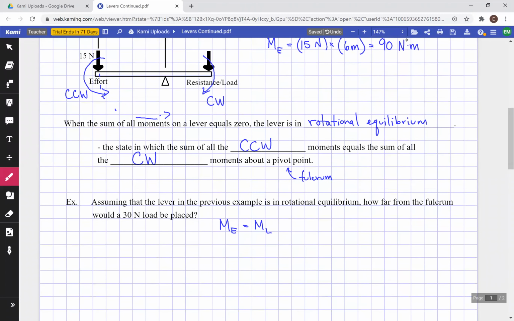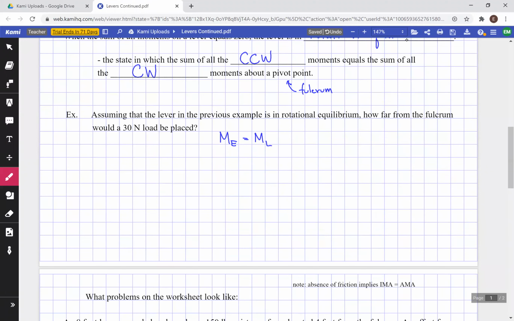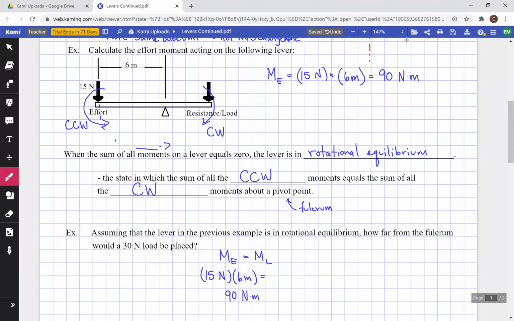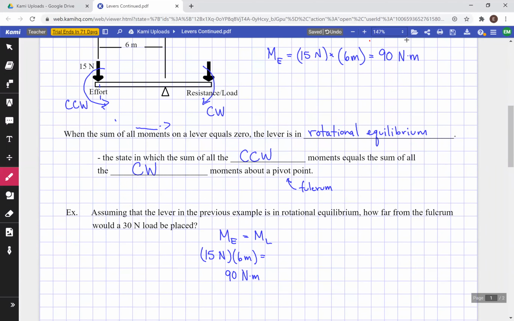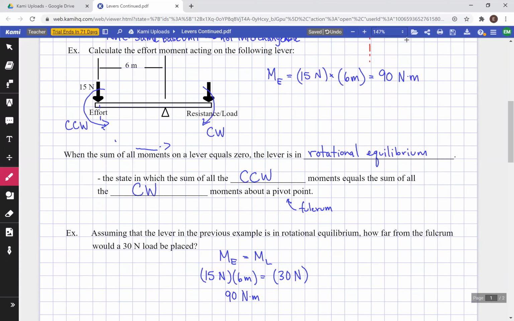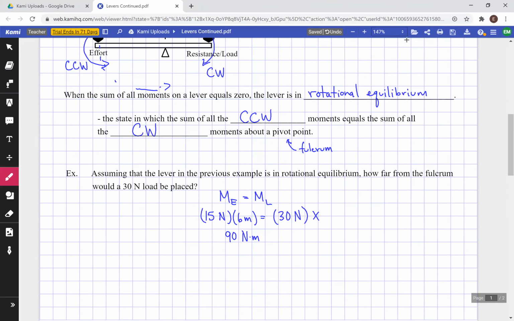Okay, so let's see, how do we calculate the moment caused by the effort force? Well, we already did that. We know that that was 15 newtons at a distance of 6 meters from the fulcrum. And that's 90 Newton meters. Now, the moment caused by the load force, we know it's 30 newtons at some distance away from the fulcrum. We don't know what that distance is. So for right now, we can just call that x.